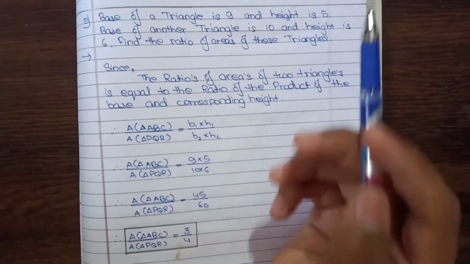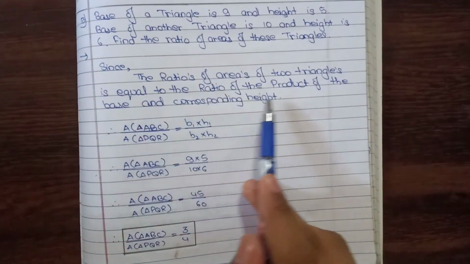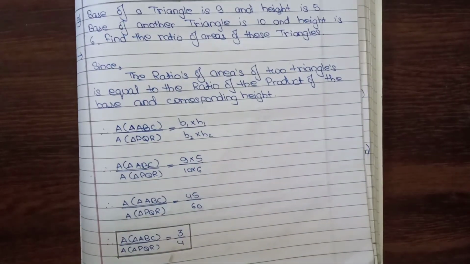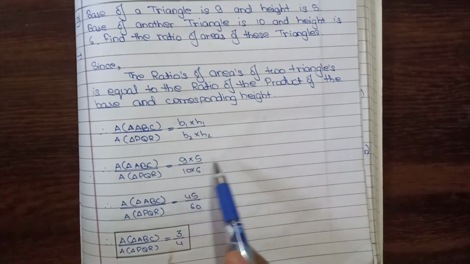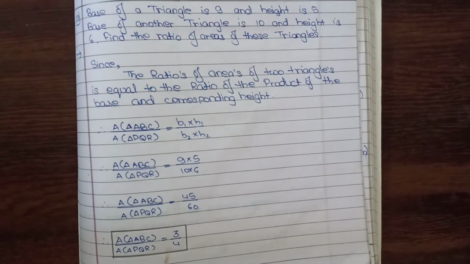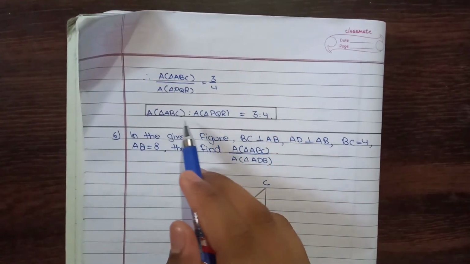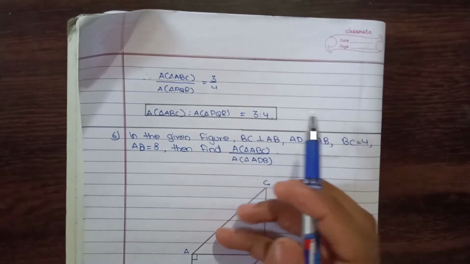So we'll apply the first property, which is that the ratio of areas of two triangles is equal to the ratio of the product of the base and corresponding height. Therefore area of triangle ABC upon area of triangle PQR equals base 1 into height 1 upon base 2 into height 2, which is 9 into 5 upon 10 into 6, which is 45 upon 60. So we get our answer: area of triangle ABC upon area of triangle PQR equals 3 upon 4. We can write it as area of triangle ABC is to area of triangle PQR equals 3 is to 4.